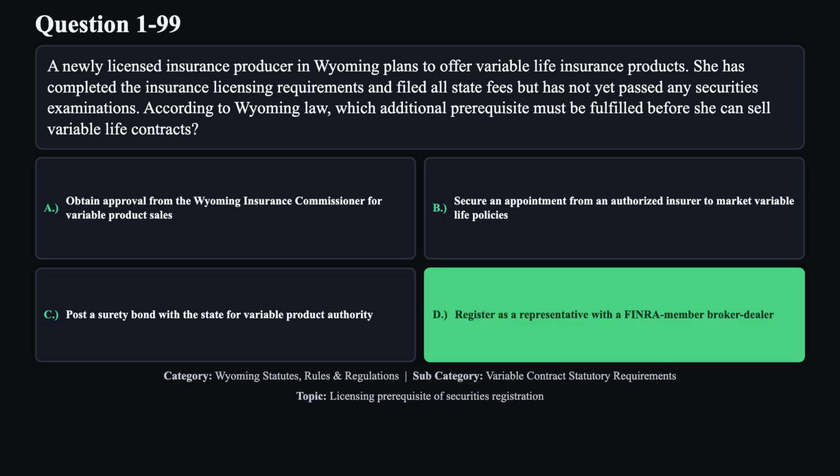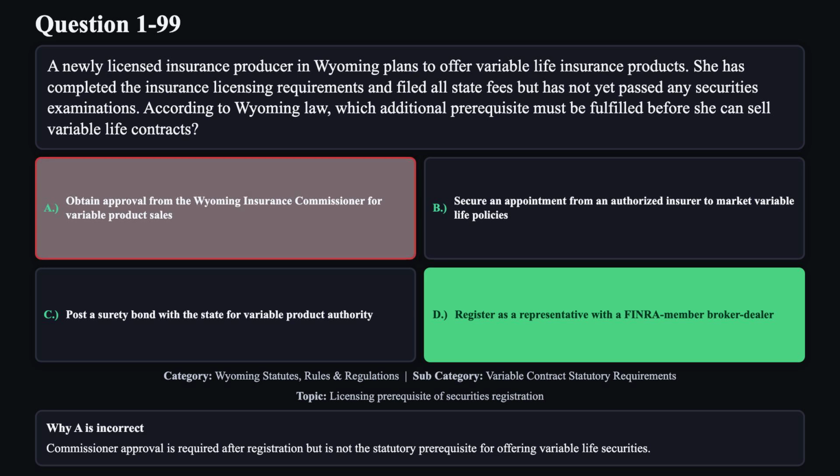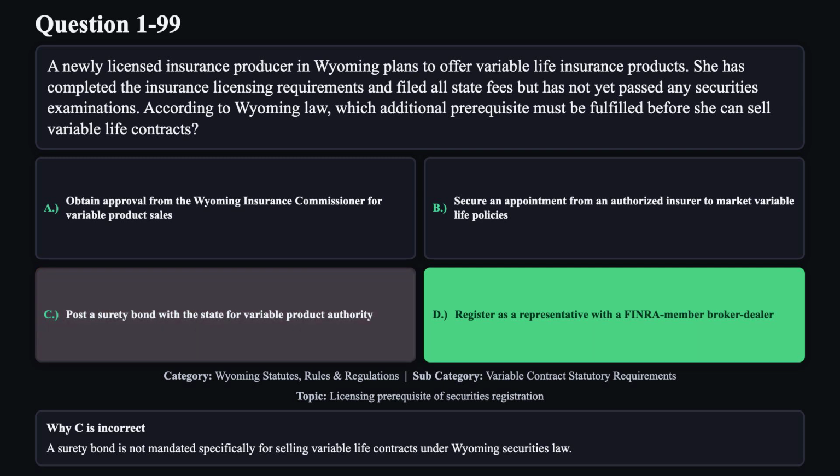The correct answer is D. The correct answer is registration as a FINRA representative, because variable life contracts are securities and require securities registration before sale. Reason A is not correct. Commissioner approval is required after registration, but is not the statutory prerequisite for offering variable life securities. Reason B is not correct. Appointment by an insurer is a contractual relationship and follows registration, not a registration prerequisite. Reason C is not correct. A surety bond is not mandated specifically for selling variable life contracts under Wyoming securities law.